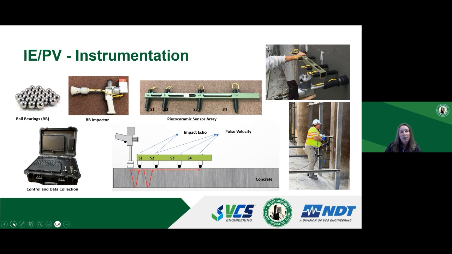This equipment collects both impact echo and pulse velocity data at the same time. When we are looking at the impact echo data, we're typically looking at sensors 1 and 2, although all 4 sensors collect both impact echo and pulse velocity data. For pulse velocity, most often we're looking at sensors 3 and 4. However, when we're interested in the very near surface condition of the concrete, we are looking at sensor 2 as well.